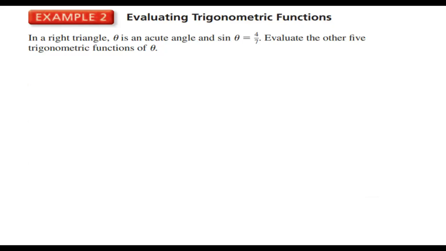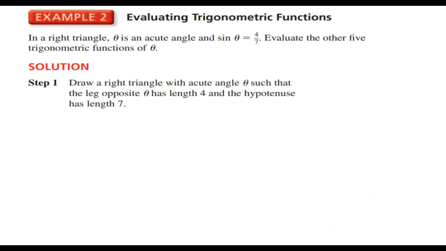Now, for example number 2, evaluating trigonometric functions. This is the problem. In a right triangle, theta is an acute angle and sine theta is equal to 4 over 7. Evaluate the other 5 trigonometric functions of theta. So here you have a given trigonometric function, which is sine.